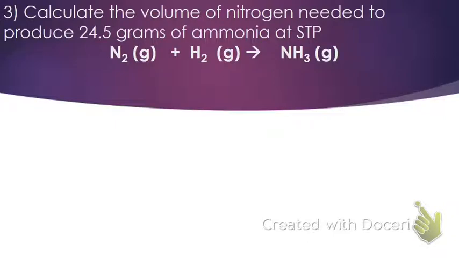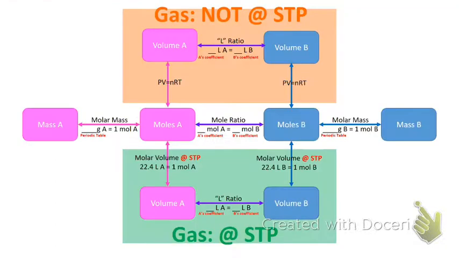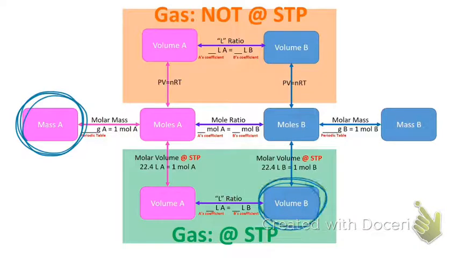Then, question number 3 steps it up a bit because it doesn't start at liters. It starts at grams. But we are at STP, and I have a reaction. So I'm going to jump back to our map real quick just to map out what we're doing here. Here I'm starting with grams. So I have mass, and it wants me to find liters or volume at STP. So this is where I'm starting, and then I'm going to be ending over here.